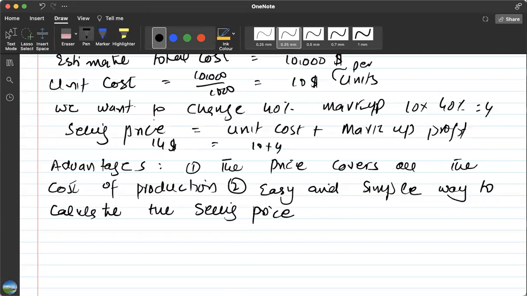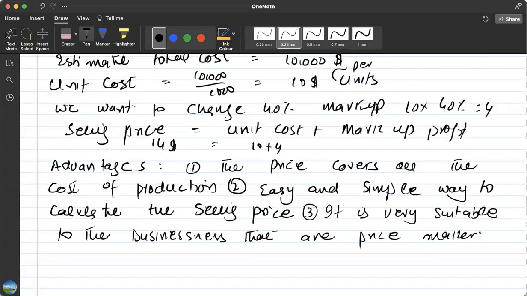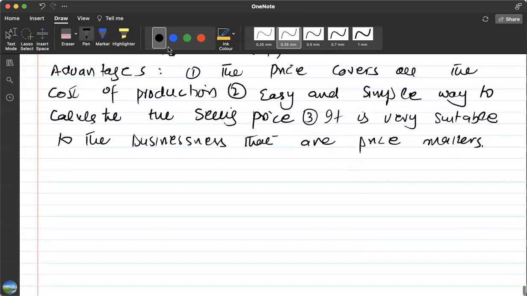I was saying that this is easy and simple way to calculate the selling price. And the third benefit is that it is very suitable to those businesses like monopolies who are price makers and who do not need to consider any competition, and they can make profit as much as they want. It is very suitable to businesses that are price makers like monopoly, because they can charge the profit as much as they want to.